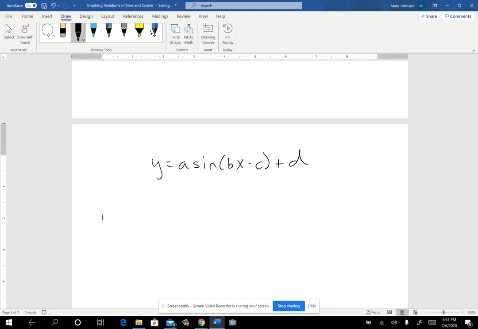Okay, these are the parameters. Last time I talked about what the A did. What I want to do is mention what D does. D is a vertical shift, a shift up and down of the whole entire graph.